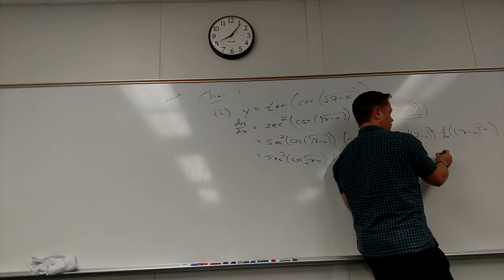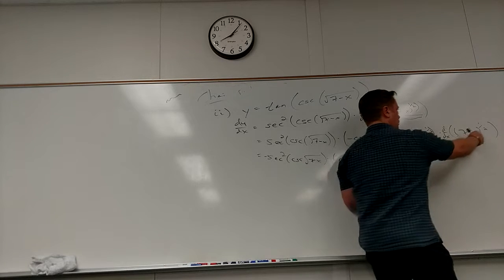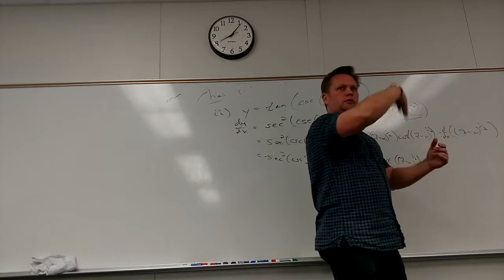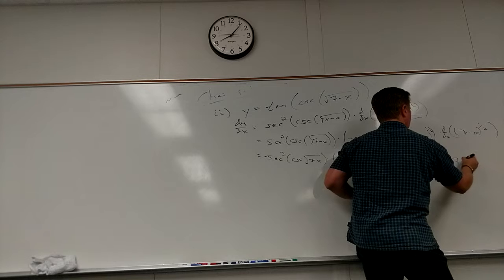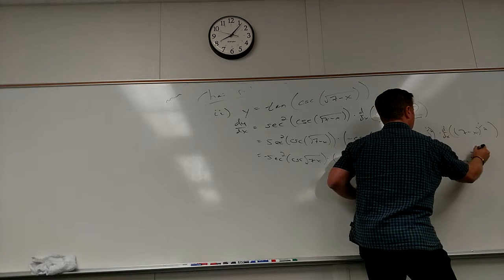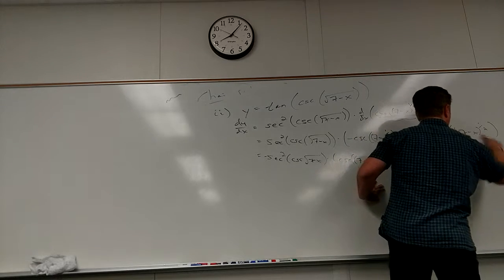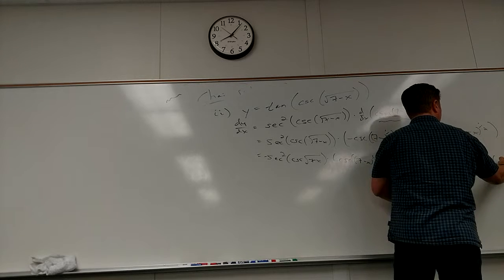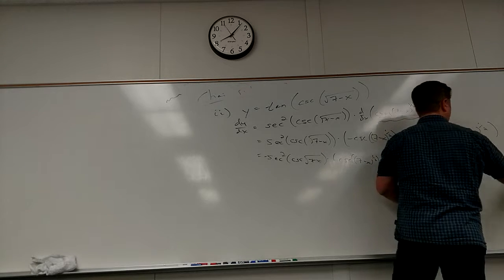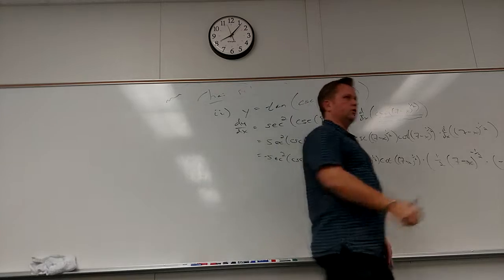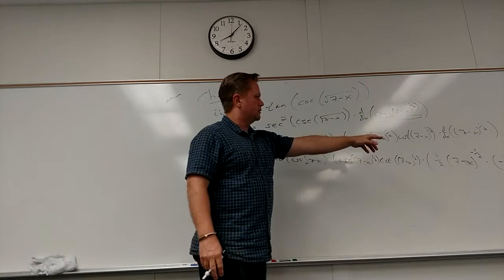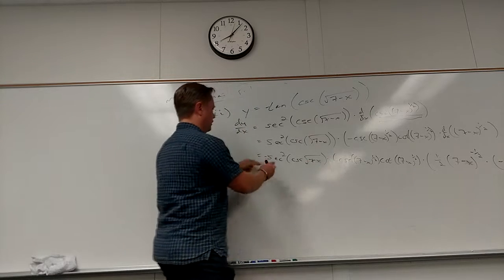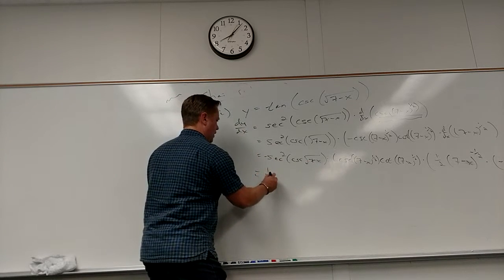How do I take the derivative of something to the 1/2? The 1/2 comes down, times the thing to the negative 1/2, times the derivative of 7 minus x, which is negative 1. So let me bring out my constants. There's a negative 1/2 that can come out here that kills this negative, so it's 1/2.